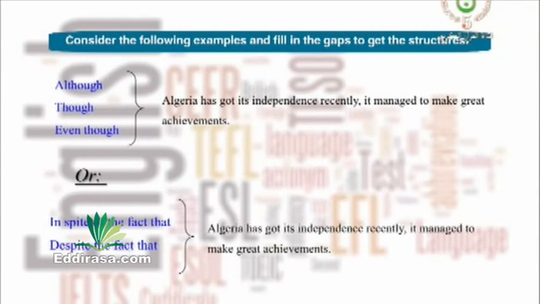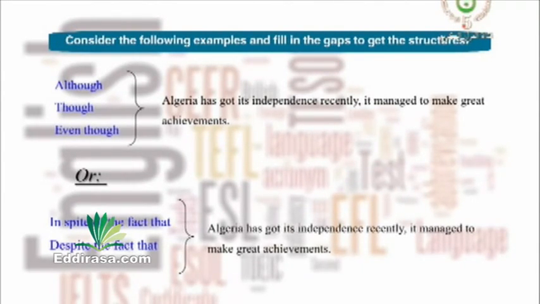When you look at these 2 sentences, what do you notice? What comes just after the link words although, though, and even though? Right, we have a subject, Algeria, and the verb has got. Then it's followed by the rest of the sentence. Consider the second example with in spite of the fact that and despite the fact that. Do we have any difference? No, we have no difference. So what can we say? All these link words, though, even though, although, in spite of the fact that, despite the fact that, are used in the same way. Right.